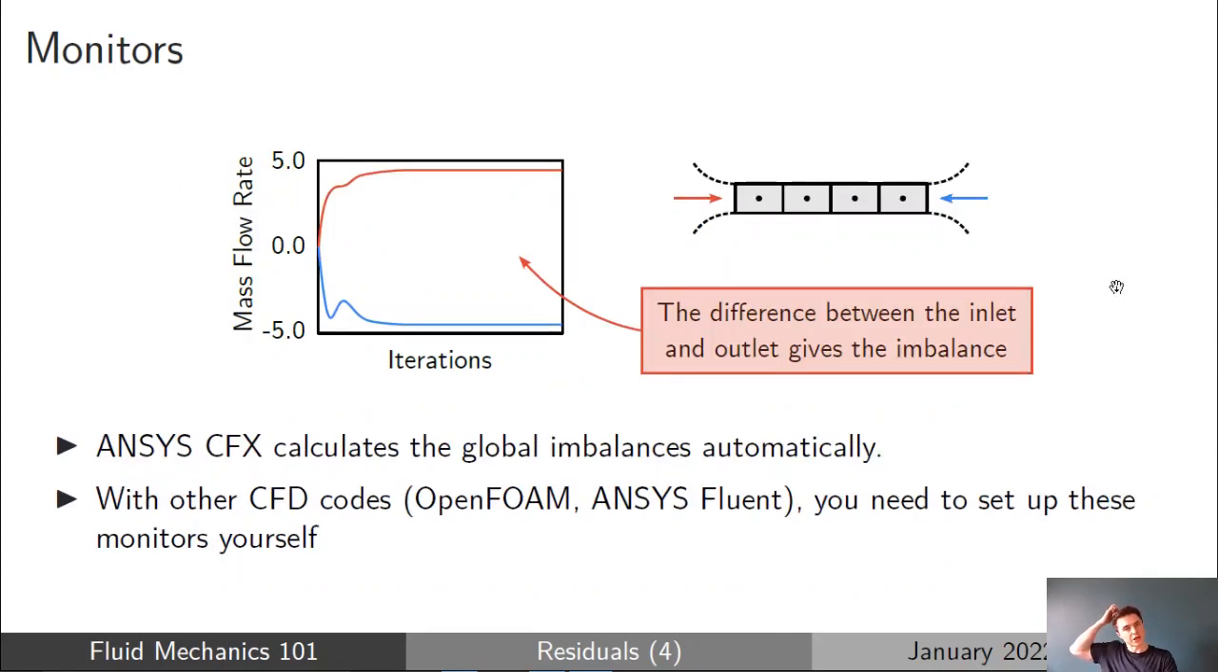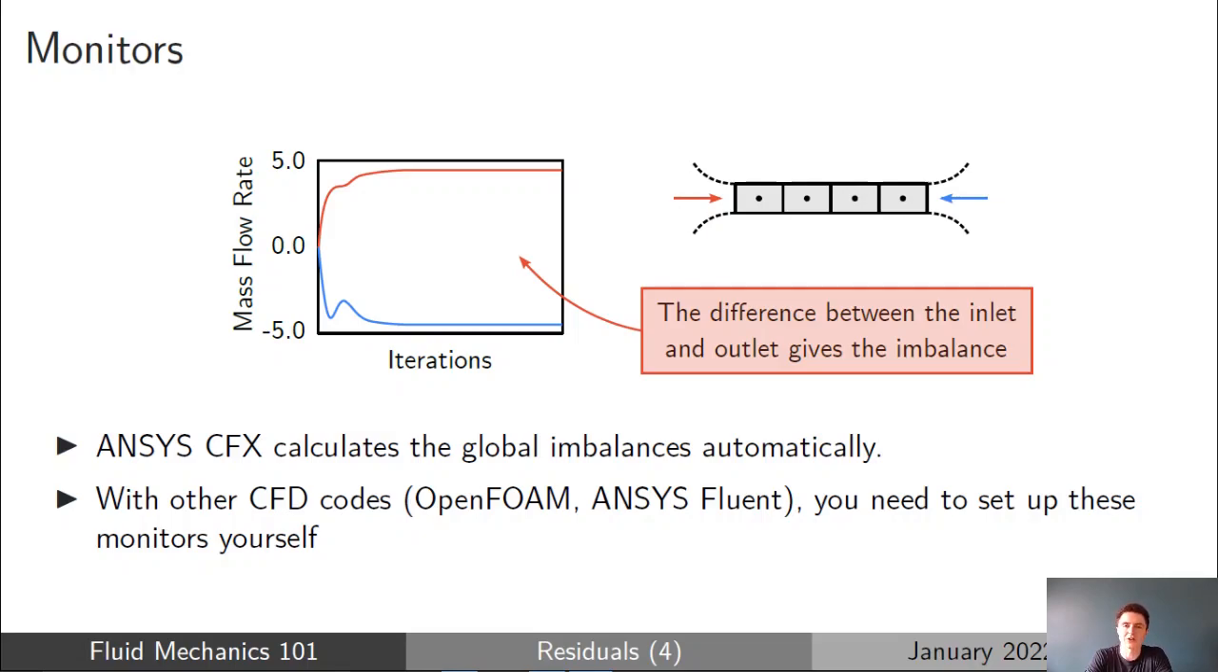But if you use another CFD code, or if you've written your own CFD code and you want to look at the imbalance, then what you'll need to do is set up each of the pieces of the monitor yourself. For example, if you have a channel flow like we've got there with one inlet and one outlet, you'll want to put a monitor for the inlet mass flow rate, a separate monitor for the outlet mass flow rate, and then either within the monitor or yourself calculate the difference between them and divide by the mass flow rate. You'd have to calculate your global imbalances a bit more manually.